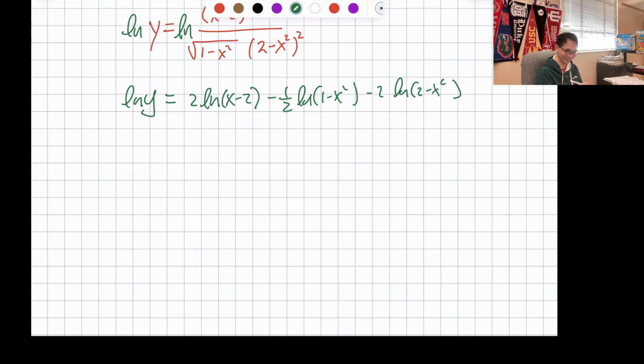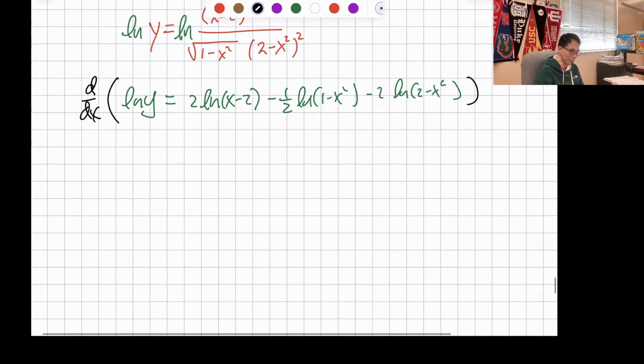Okay, so now I'm gonna take a derivative of both sides. So this one on the left side is gonna be what?